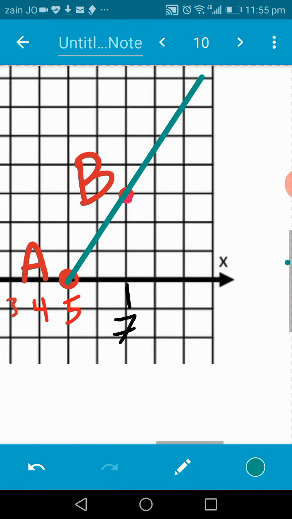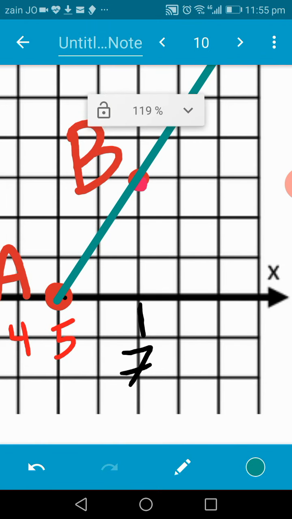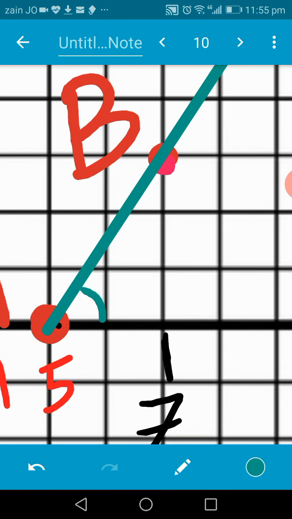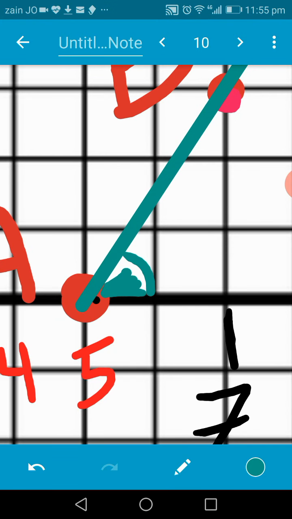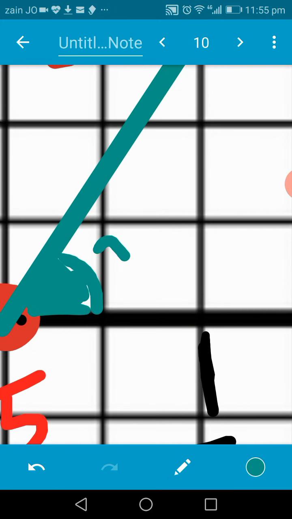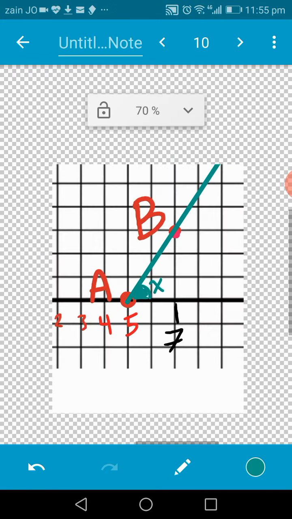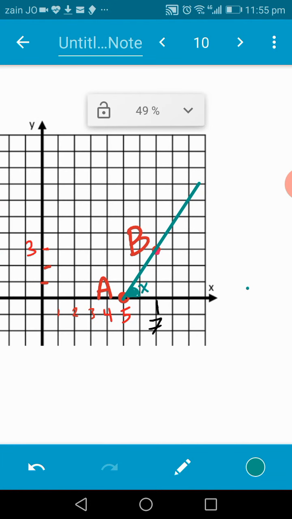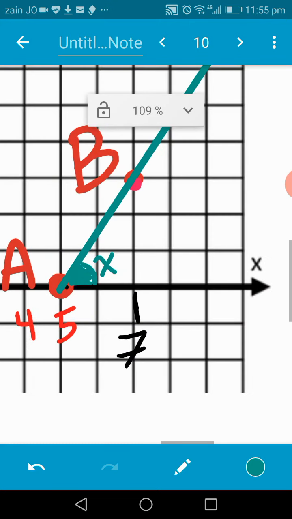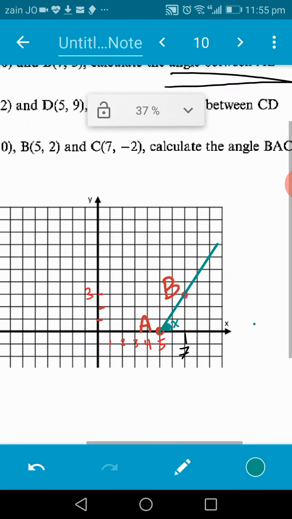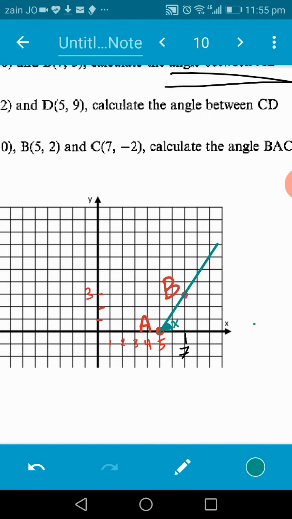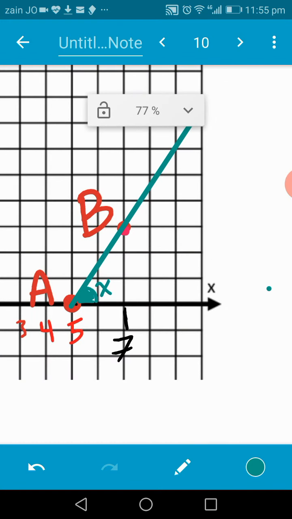So we need to find the angle between this line and the x-axis. This angle. This is the angle between AB and the x-axis. How can you find this angle? This is x. Name the angle x or theta or whatever. So teacher, this question is not about bearing. This is about how you can use sine, cosine, tan to find the unknown angle. Okay, this question is very easy.